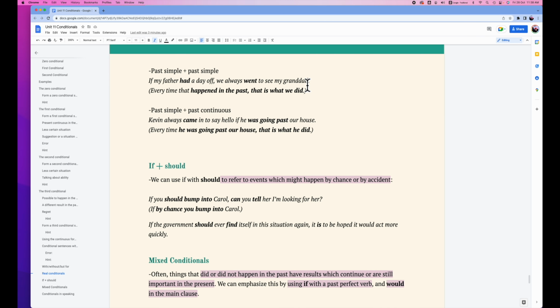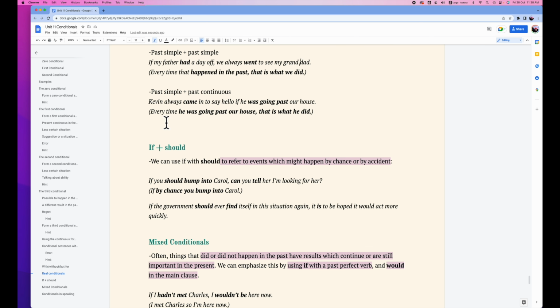But what we haven't talked about is using past simple in both A and B. What situation could we use it? Every time that happened in the past, that is what we did. If my father had a day off, we always went to see my granddad. So this is something that happened before, and this is always true in the past. And past continuous in part B will be something similar. Calvin always came in to say hello if he was going past our house. So every time he was going past our house, that is what he did.